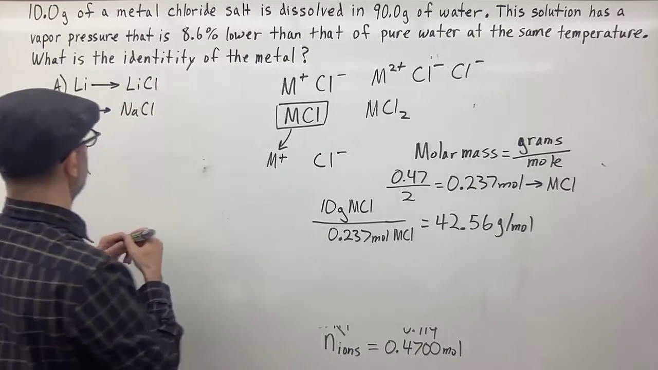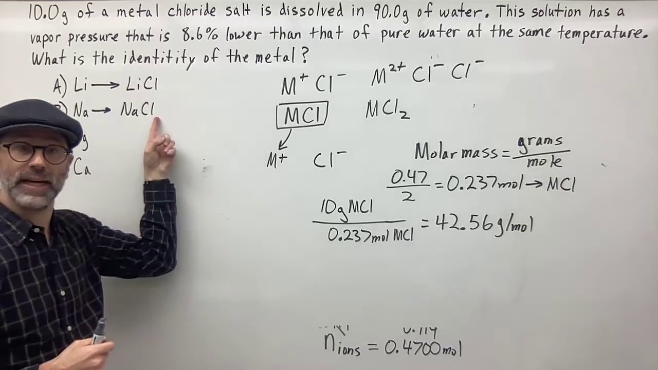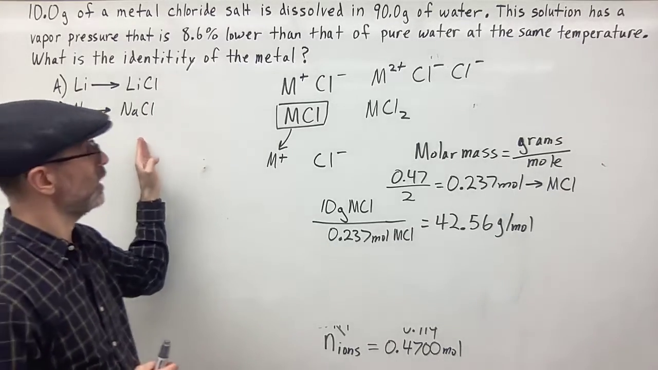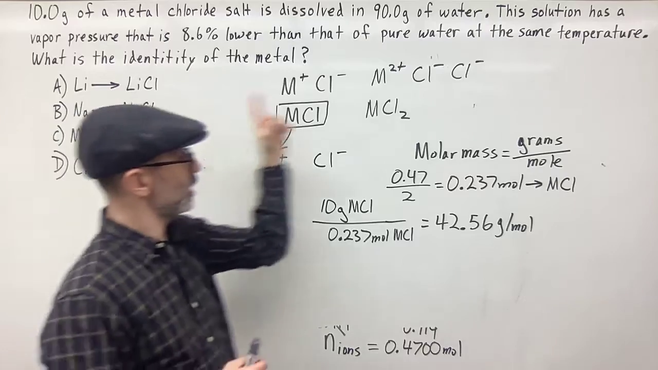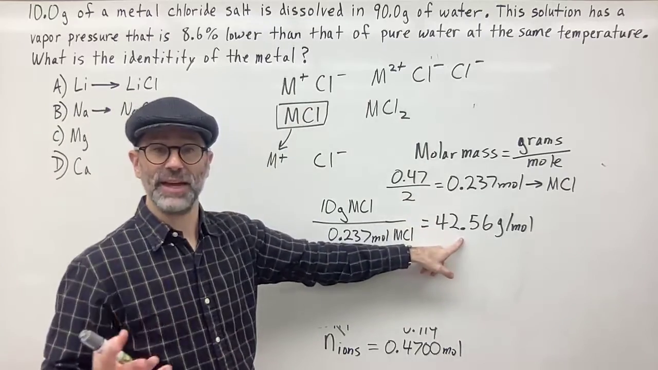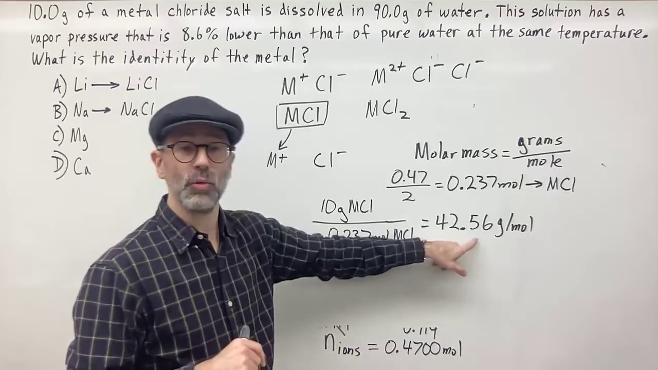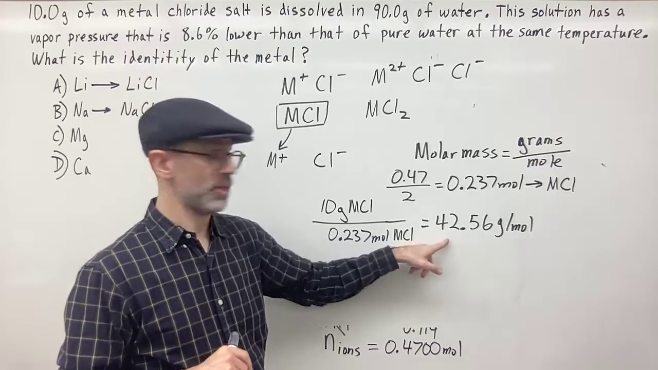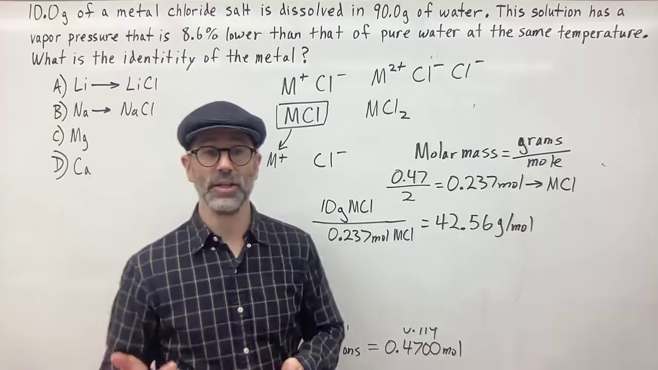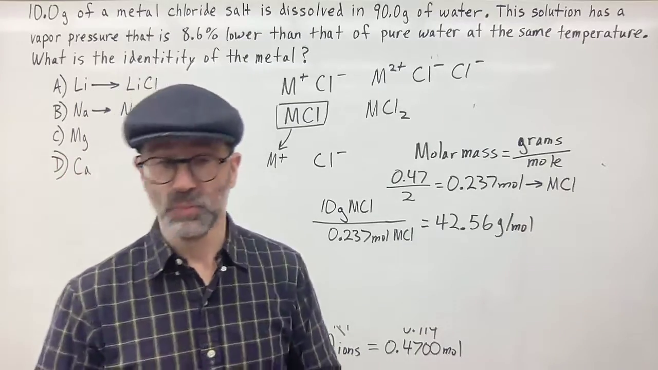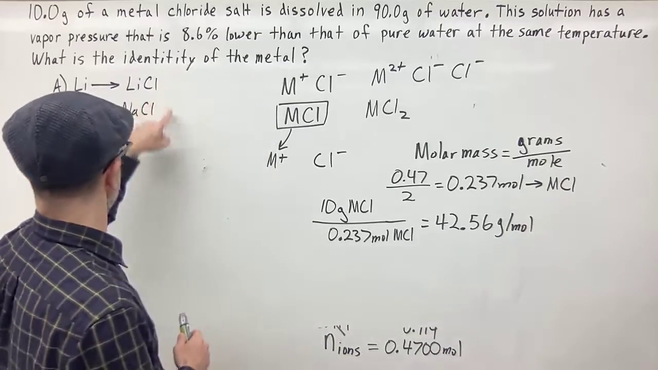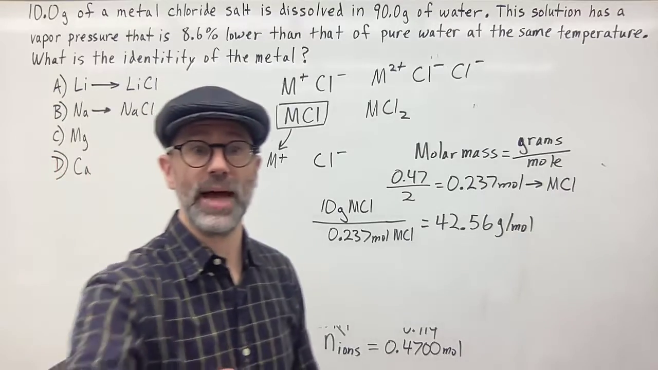Now, if the metal chloride is lithium chloride or sodium chloride, then we're going to calculate the molar masses of those and see which of those corresponds to that one, if any. Neither one of them might be close to this. So if we calculate that, we'll get these here. So let's calculate those molar masses.